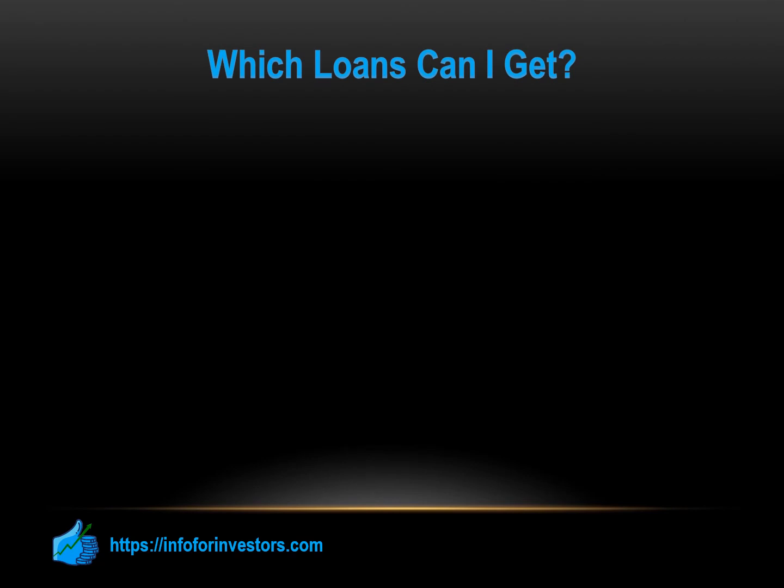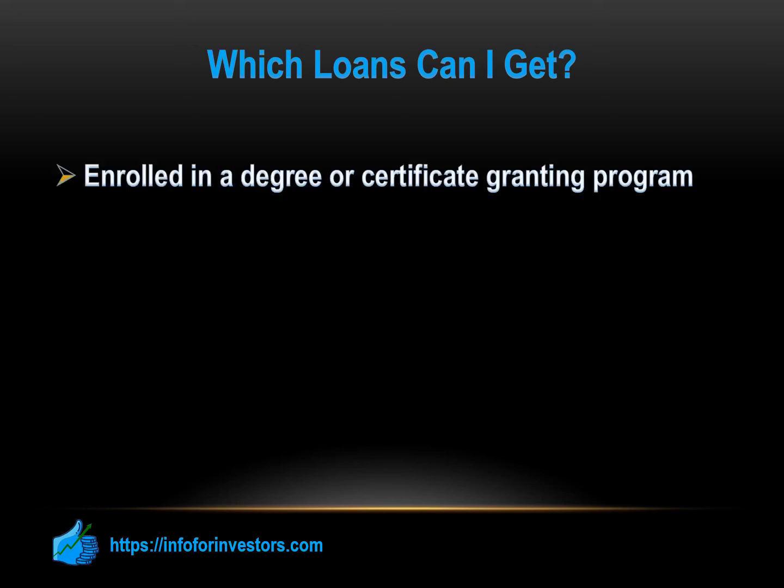Which loans can I get? If you're looking at subsidized and unsubsidized federal loans, you should be enrolled in a degree or certificate granting program at an authorized college or university. You also need to be attending at least half-time. For a subsidized loan, you must be an undergraduate student who exhibits financial need. For an unsubsidized loan, you can be undergraduate, graduate, or professional level, and you do not need to show financial need.